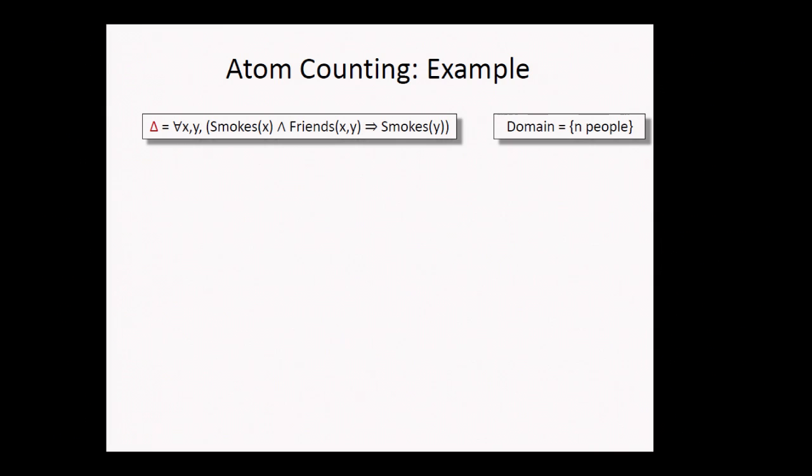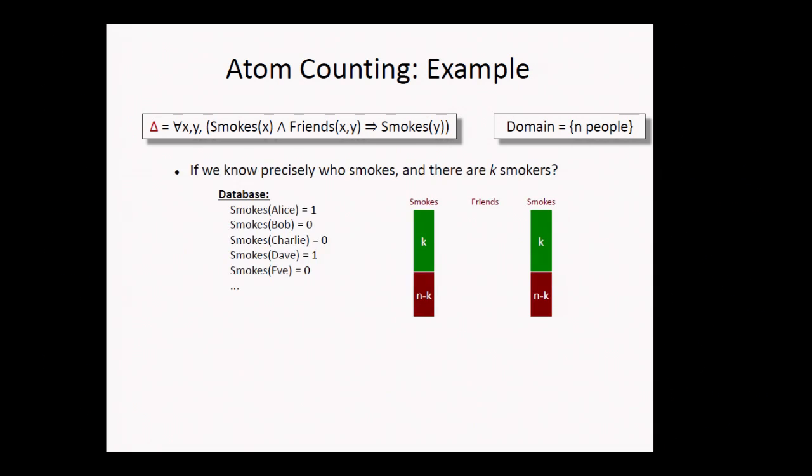It's counting the solutions of this sentence here. And the sentence says that if x is a smoker and x is friends with y, then y also has to be a smoker. So how many solutions are there? I'd be surprised if anyone could find out, but we'll solve it together. Let's simplify the problem again.